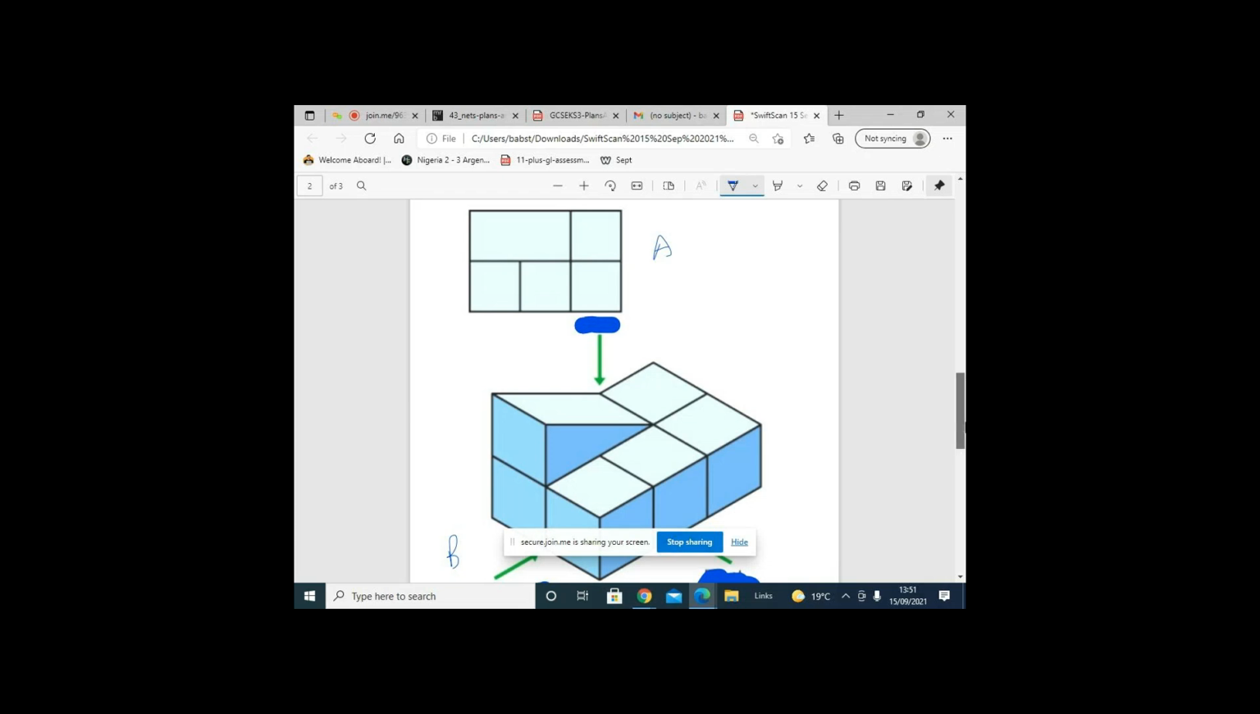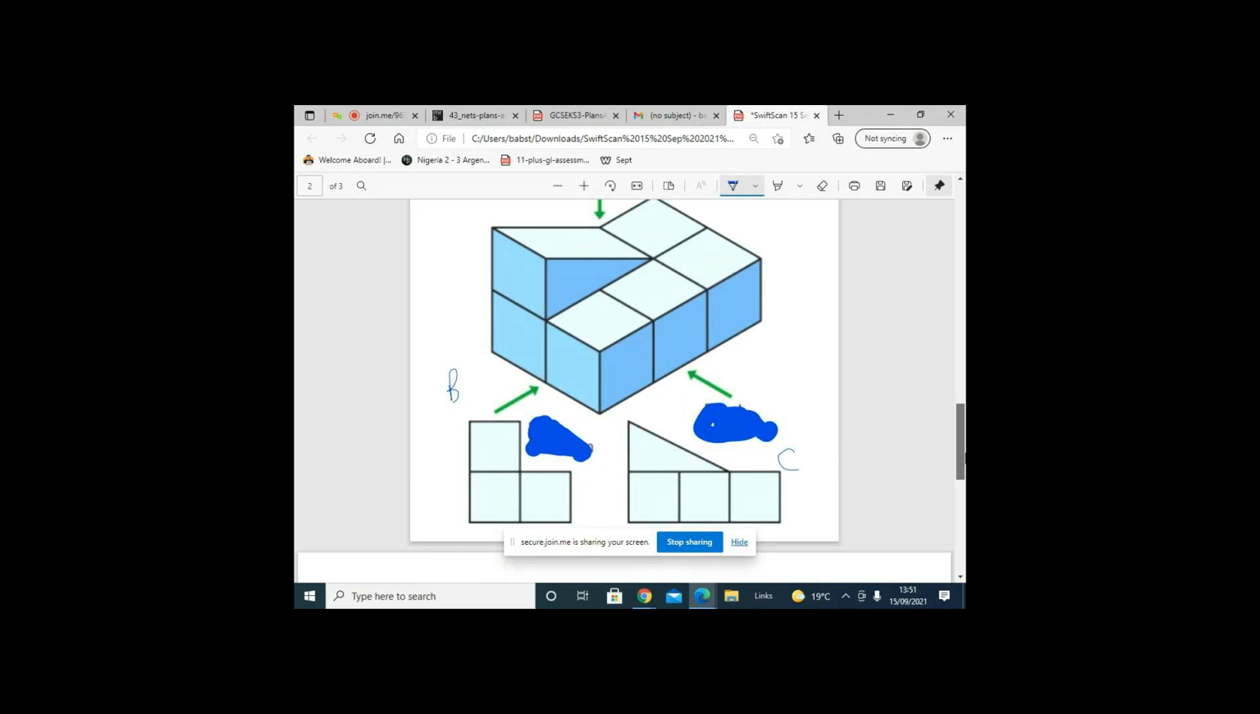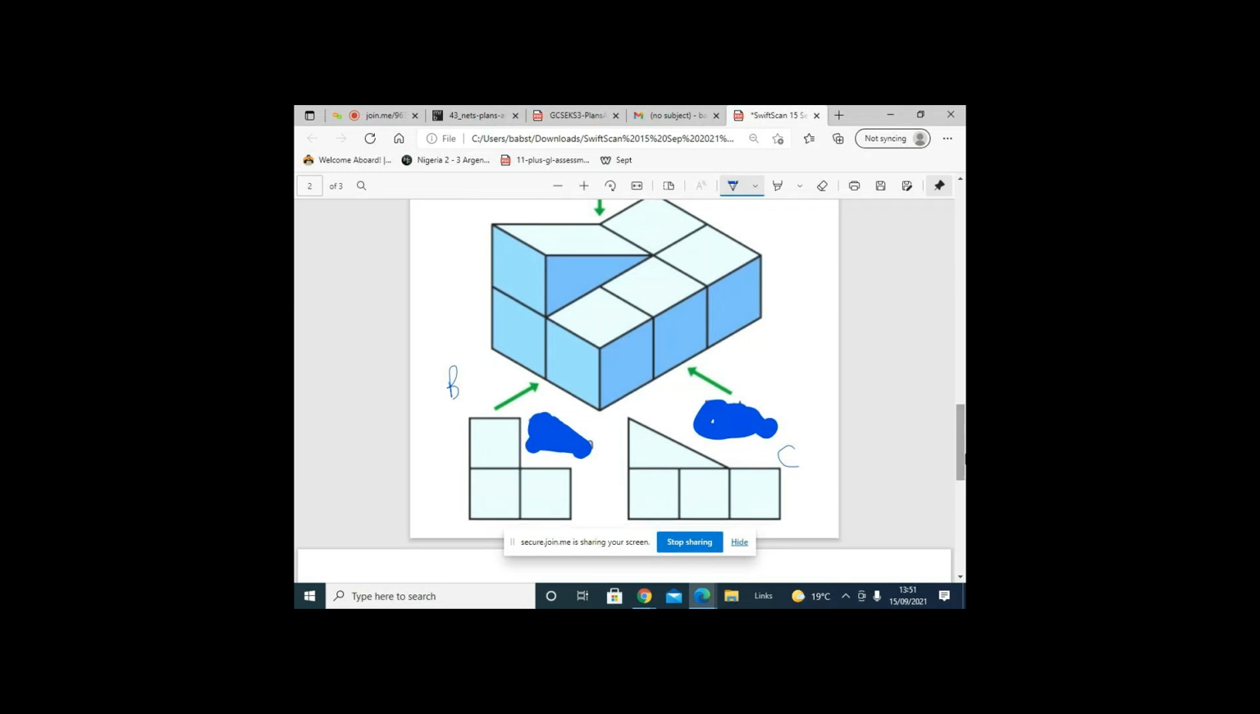So I want to ask Steph now, which one is going to be the side elevation? C. Then you know that this one is actually the front elevation. So this is just where you see it from. Any question on this?